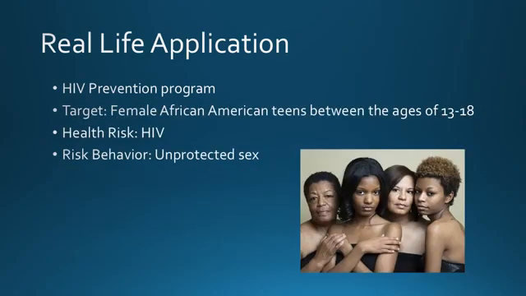So I'm going to apply these 6 constructs to, in theory, an HIV prevention program. The target of this program is going to be female African American teens between the ages of 13 and 18. The health risk behavior is HIV, and then the risky behavior is unprotected sex.